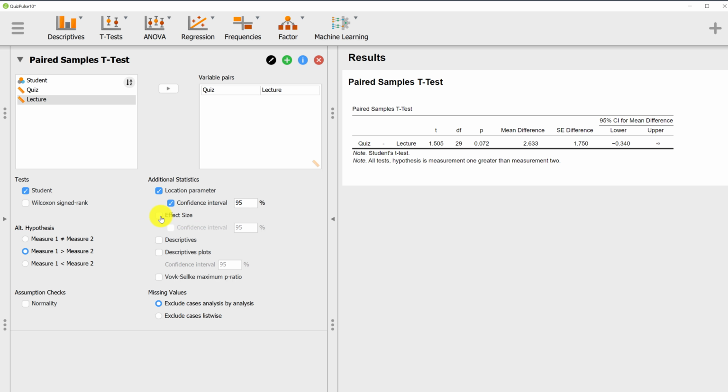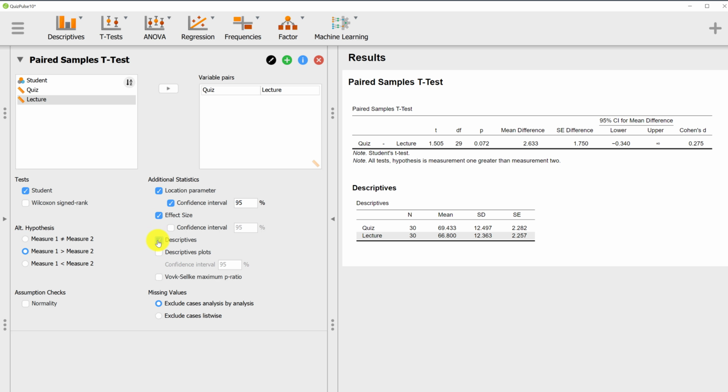I would also select effect size to get Cohen's d and descriptives to get the sample size, mean, standard deviation, and standard error for each group.